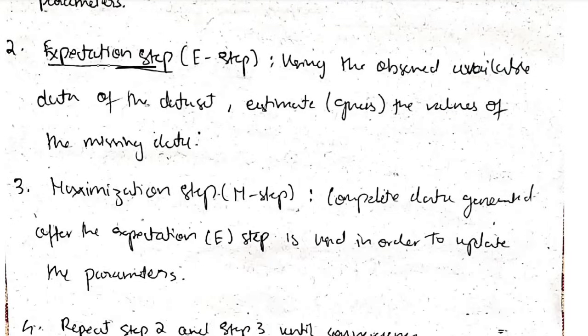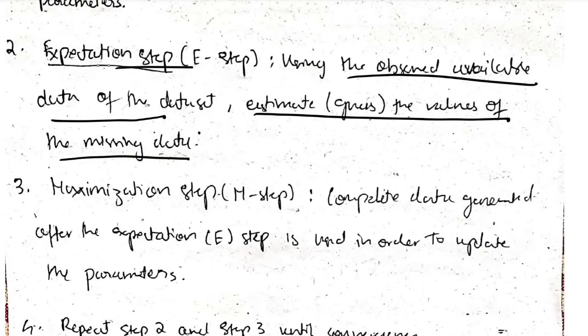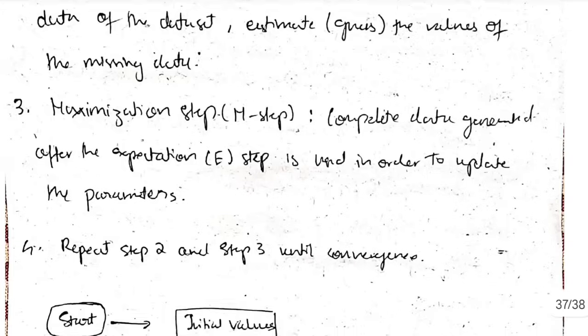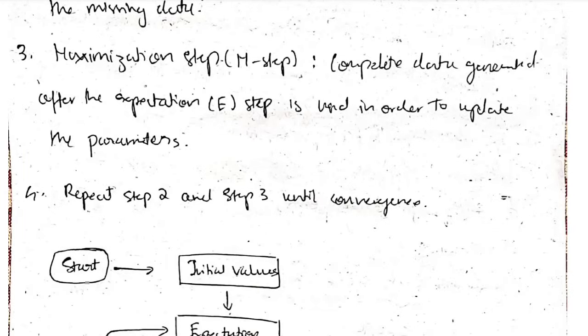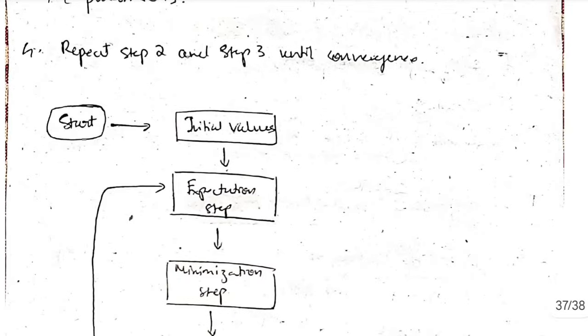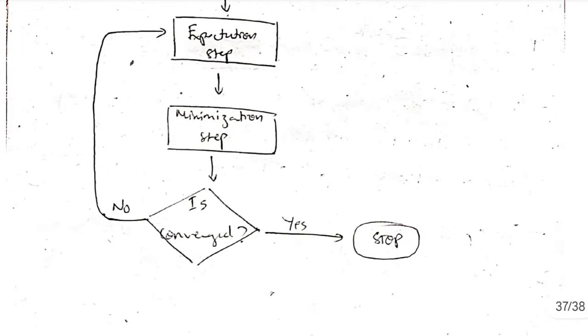Next is the expectation step. Use the observed variable available data for the data set. Estimate the values of the missing data. Okay, that's the first thing we'll be doing. Then the maximization step or the M step. Use the complete data generated after the expectation step in order to update the parameters. Use the missing data you guessed in the data set and then maximize. If in step 2 or 3 it doesn't converge, you have to repeat steps 2 and 3. In the flowchart, you can write it as follows. Start, initial values, expectation step, maximization step. Converged? Is it converged for all the values? If no, again repeat the steps, else stop.